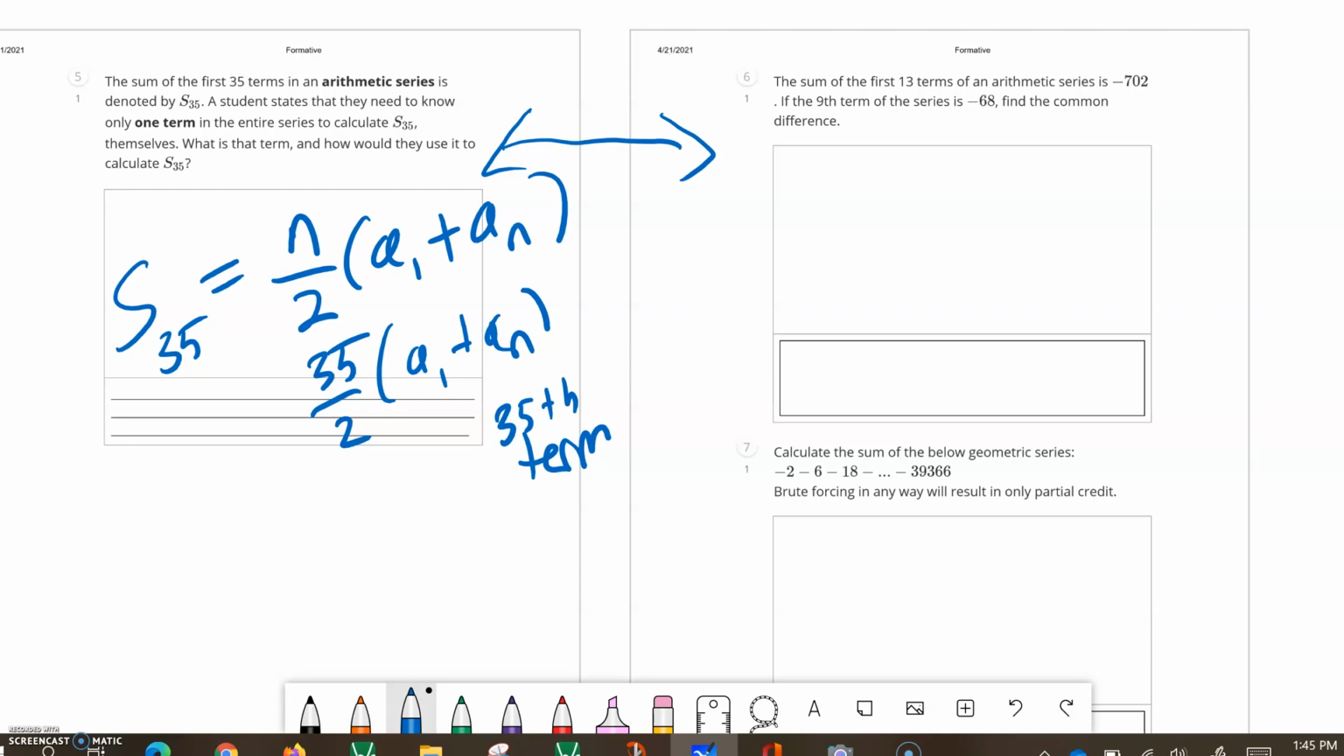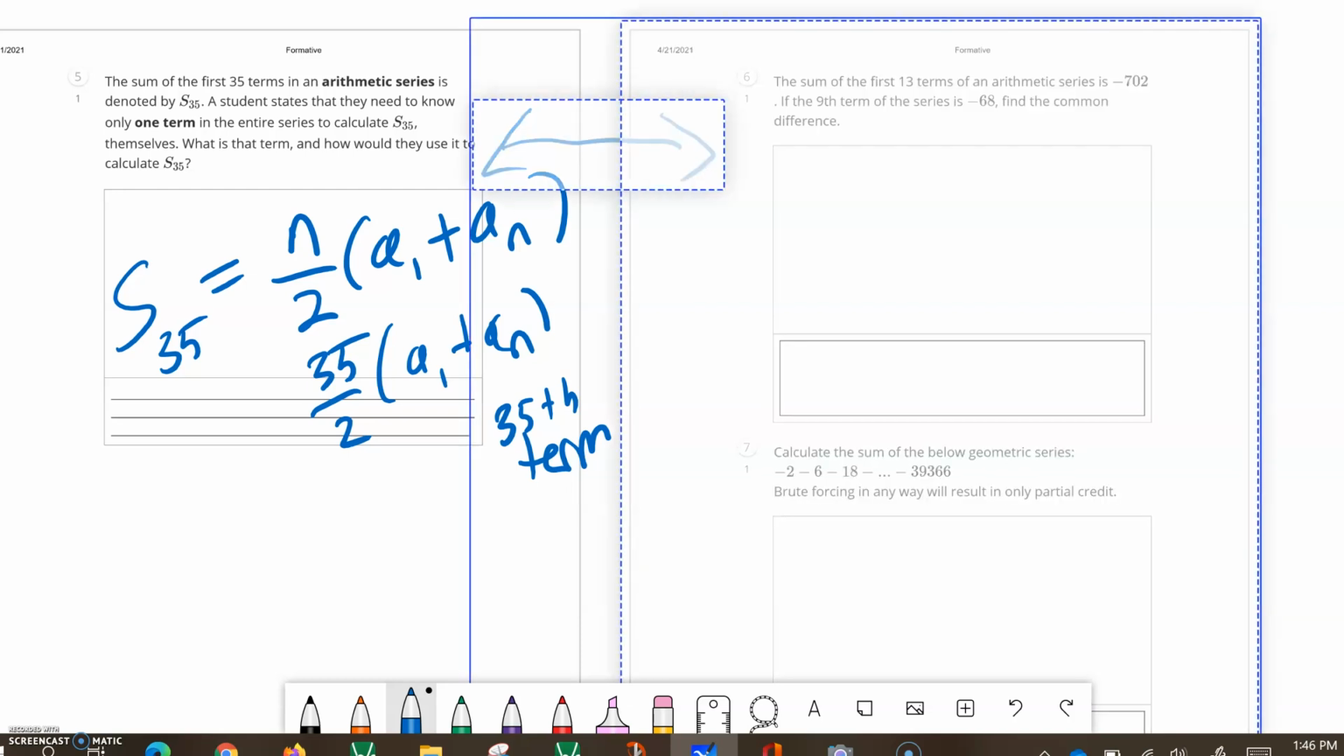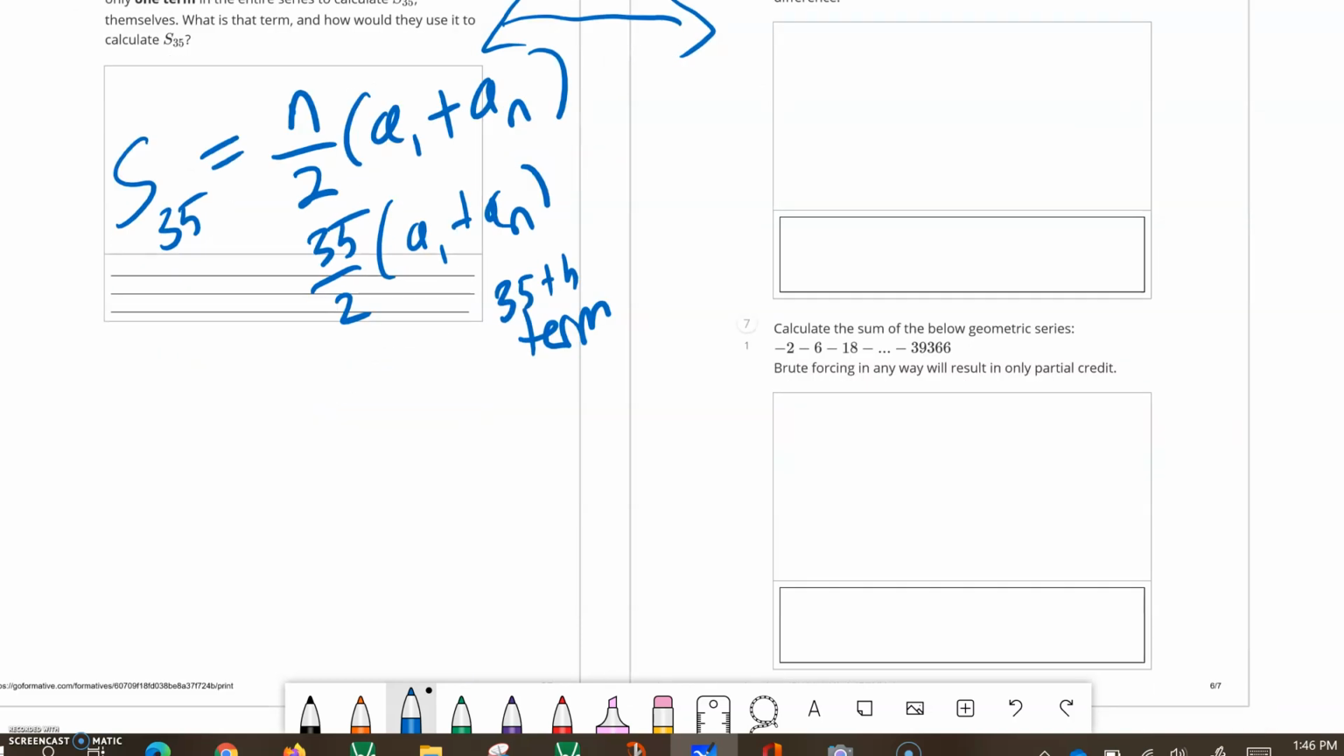But I didn't necessarily grade number 5 just because I didn't necessarily like the question. So I gave everyone credit for it. I just didn't mark it green. So I kind of gave every one of you a freebie for number 5, and we're just going to leave it at that. But again, number 6 is a decent example of number 5. It's similar, but we're dealing with the first 13 terms, and I'll show you what we mean by it.